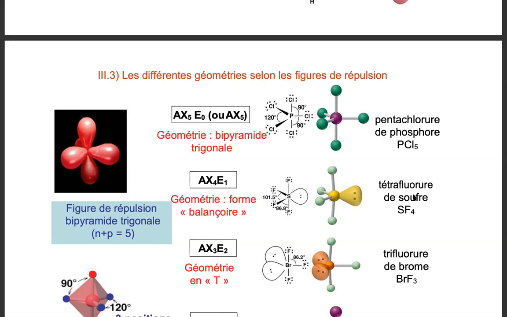sulfur tetrafluoride. Then the angles here, you have 101.5 and 86.8 degrees, and it only forms a single lone pair. Therefore, the directions are 1, 2, 3, 4. That is X4, and only 1 pair of electrons. And therefore, the repulsion figure for the seesaw will be equal to 5 as well.